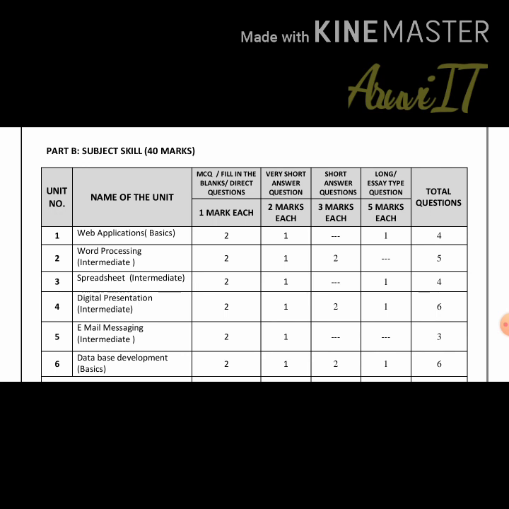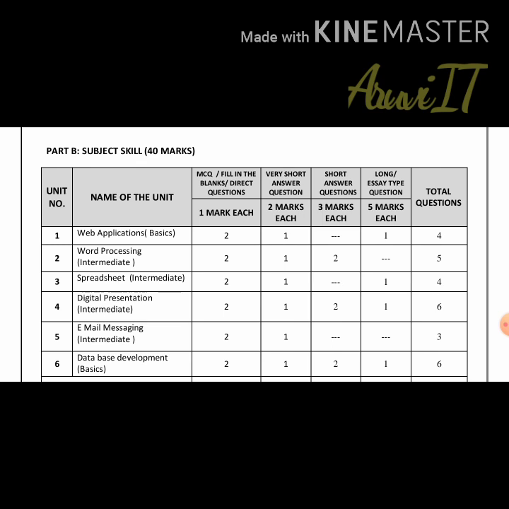So here it will have 6 units. As we saw unit wise in Part A, like that here we can see part wise how much marks we can score in each unit. So the first unit, that is web application. Here they will give 2 1 mark questions and 1 2 mark question. Here there is no 3 mark question, and they will ask a hard question, that is a 5 mark question, only one. So totally in this chapter they will ask 4 questions.